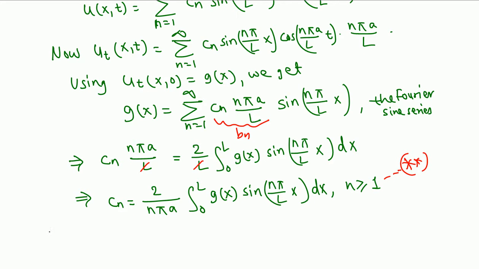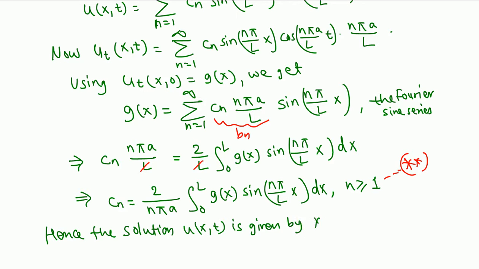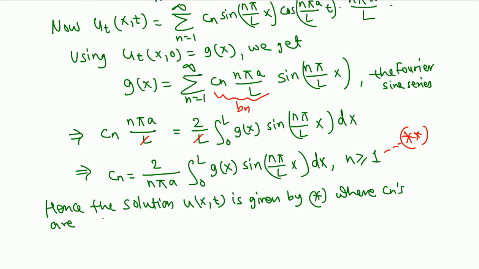Okay, so hence the solution u is given by star, where the constants c_n's are found using double star. Okay, final. But for a particular question, when g(x) is given by an explicit function, we need to work further. In this case g(x) is unspecified, so we are leaving it here. Final.